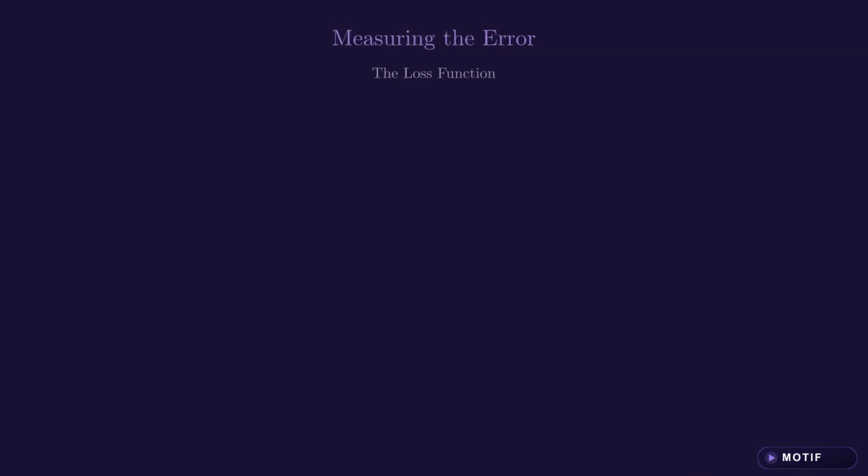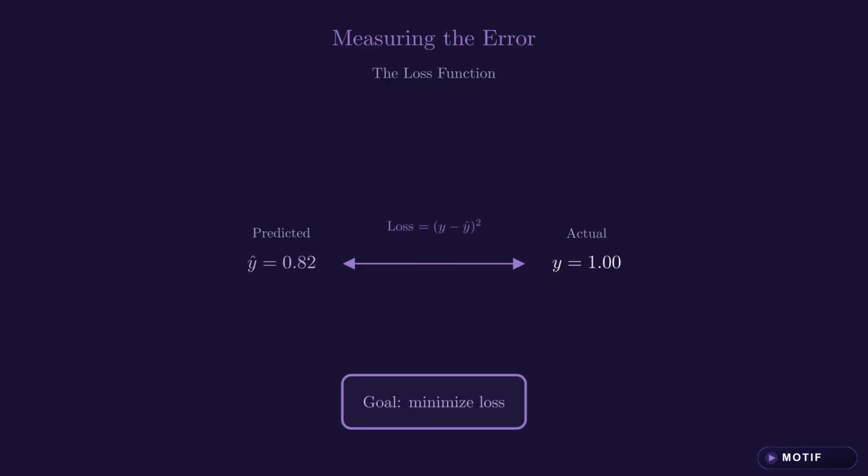To improve the model, we first need to measure how far off its predictions are. A loss function, also called a cost function, takes the predicted output and the true label and returns a single number representing the error. The closer that number is to zero, the better the model is performing. Training is the process of making that number as small as possible.